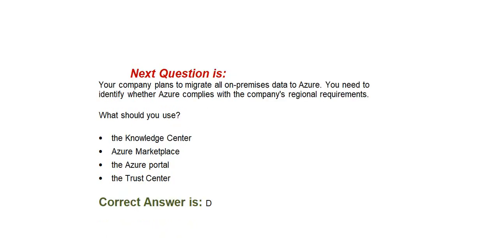Next question is, your company plans to migrate all on-premises data to Azure. You need to identify whether Azure complies with the company's regional requirements. What should you use? Option A, the Knowledge Center. Option B, Azure Marketplace. Option C, the Azure Portal. Option D, the Trust Center. Correct answer is option D, the Trust Center.